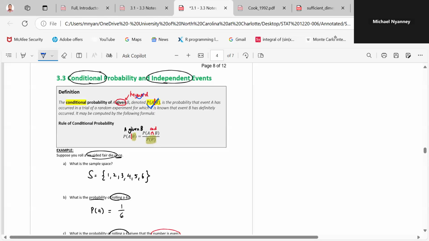And there's a formula, the rule of conditional probability. The probability of A given B is equal to the probability of A intersection B all over the probability of B. Okay, so that's what we see. We will apply this formula in solving some questions involving given situations. Okay, so let's see how it goes.